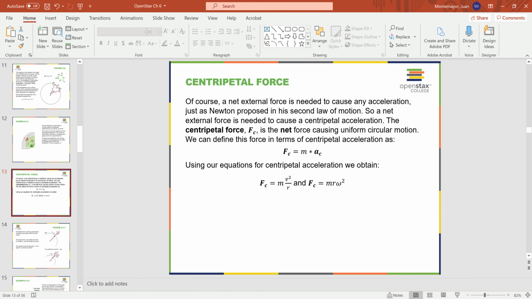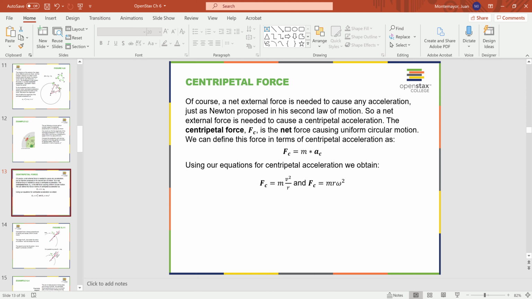All right, so that brings us to centripetal force. We're pretty much taking chapters 2, 3, and 4, and bringing that into our circular motion. Of course, a net external force is needed to cause any acceleration, just as Newton proposed in the second law of motion. So we're bringing in the laws that we learned in chapter 4 into chapter 6. A net external force is needed to cause a centripetal acceleration. The centripetal force, signified by Fc, is the net force causing the uniform circular motion.